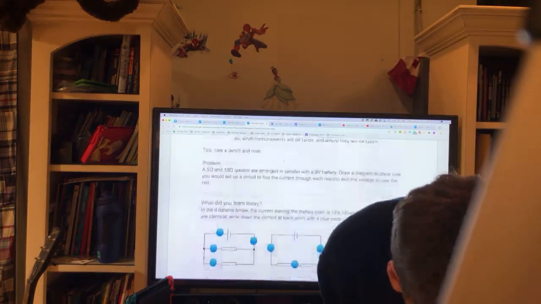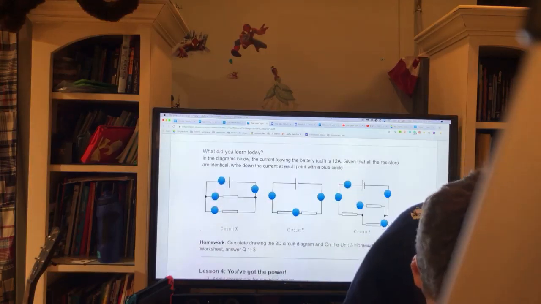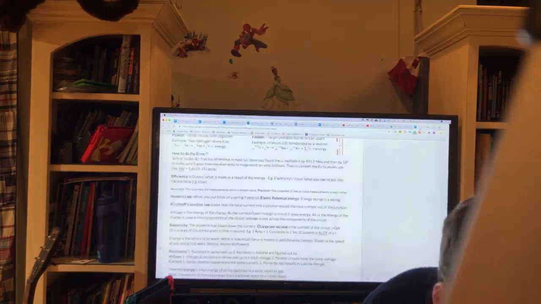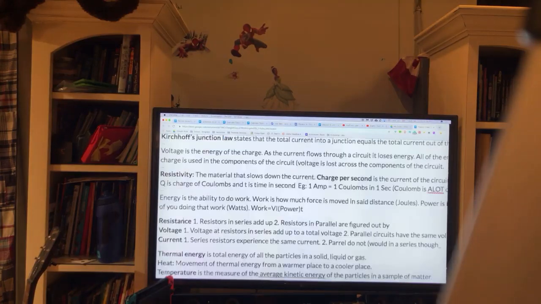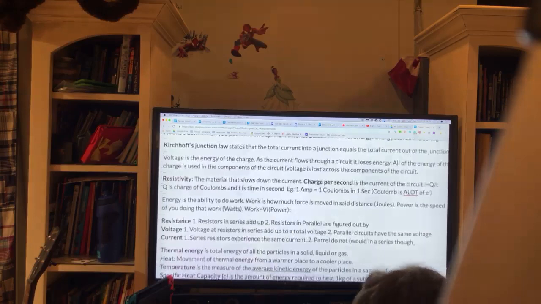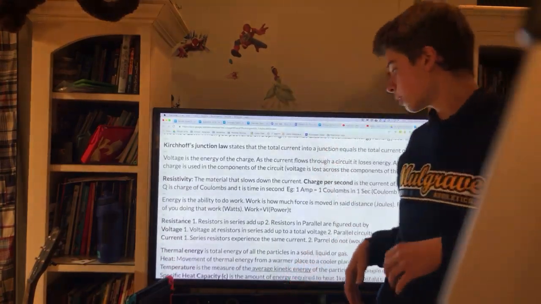Here's a diagram. Here's some circuits. I have this on my cheat sheet. I'd strongly recommend you put it in as well. It's a very simple thing that explains exactly how resistors and circuits function.